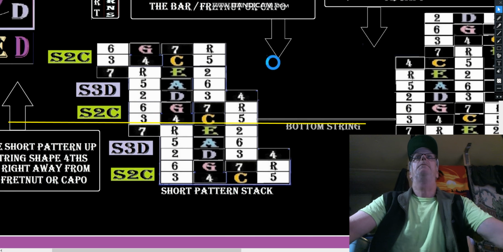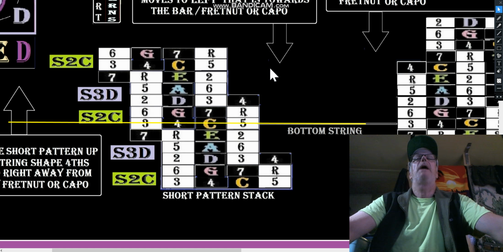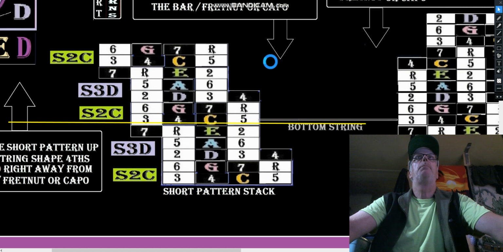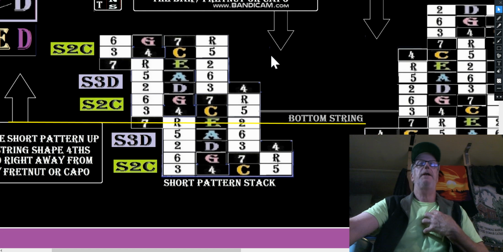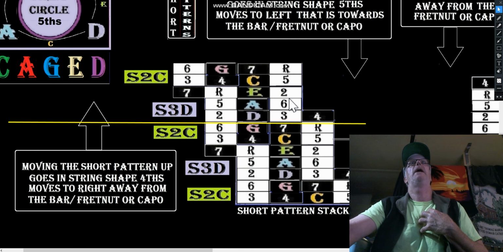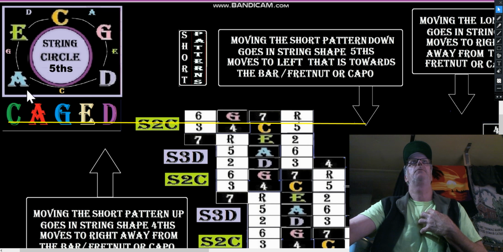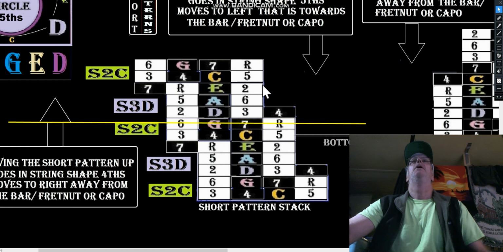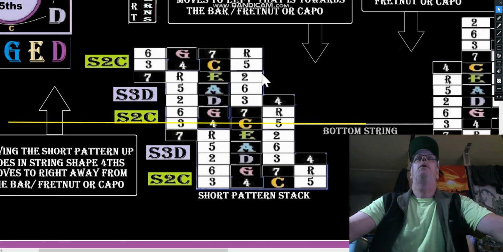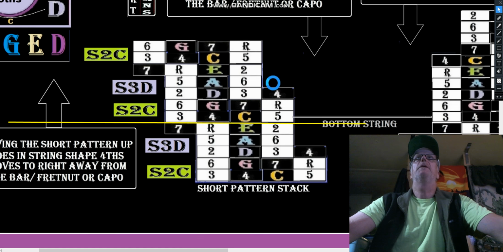So we're going to be able to move this as the pattern goes up, the string goes down, and it's like we are going around the circle this way. We're doing fourths because we're going down. The pattern goes up, we go down. That's what's going on with moving a pattern up.